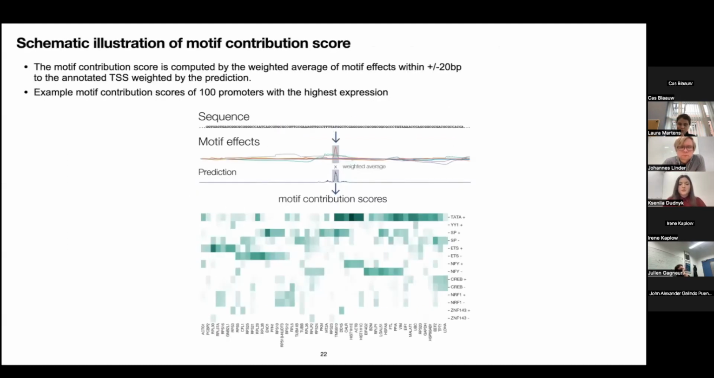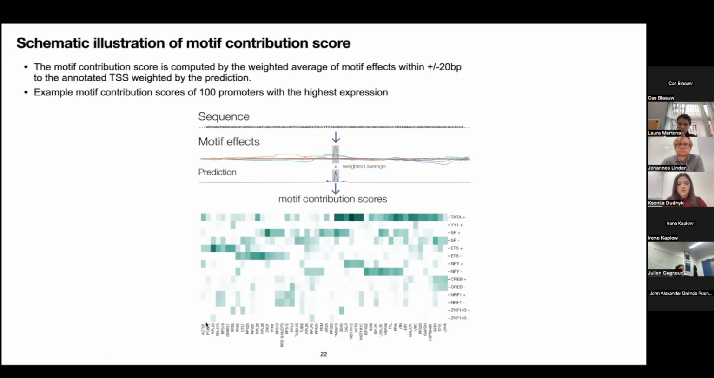Next, we wanted to see if the composition of the promoter has an effect on its function. I mentioned the base pair contribution score. But here we can use a motif contribution score. So this is an example of how the motif contribution score is computed. We have a sequence. We show all the effects that motifs have on this signal in the center. So we can now compute how much every motif contributes to the transcription initiation signal. And we can do it for all promoters.